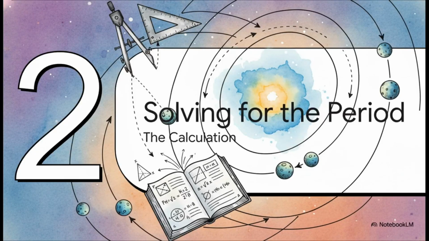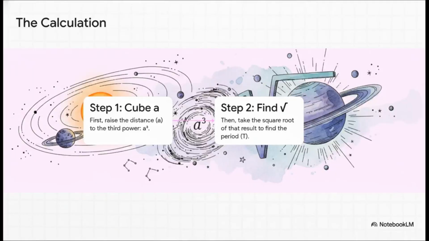All right, now that we have the semi-major axis, we can get right into the calculation. The formula itself only requires two distinct operations to solve for the orbital period, T. The process is really quite straightforward. First, we take that distance value, a, and we raise it to the third power. Then, second, we just take the square root of that result. That'll give us the period. So let's go ahead and perform these operations right now.